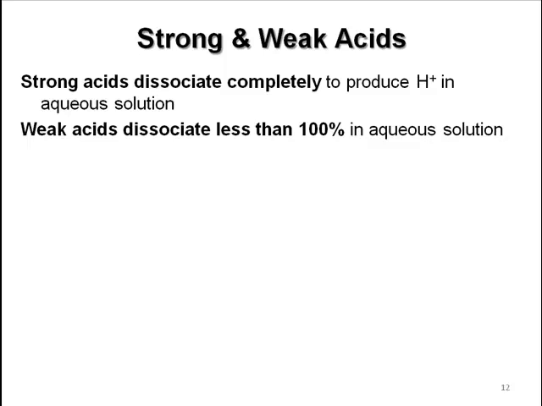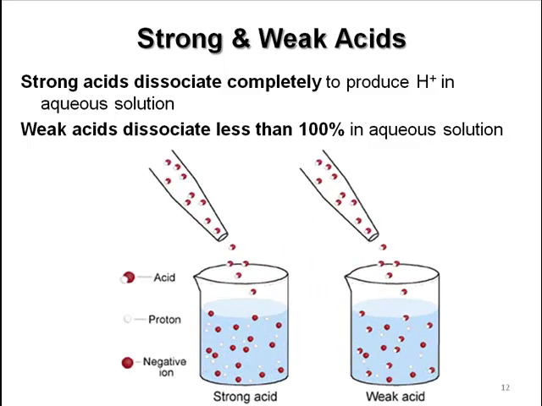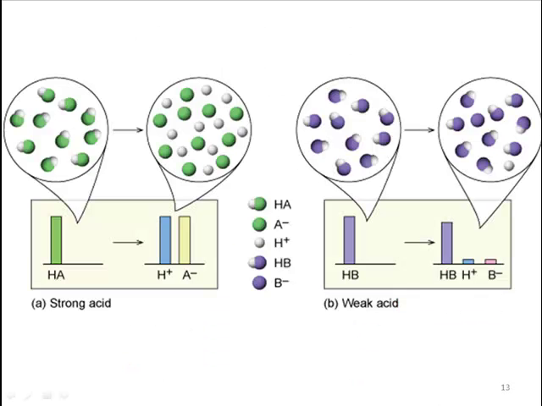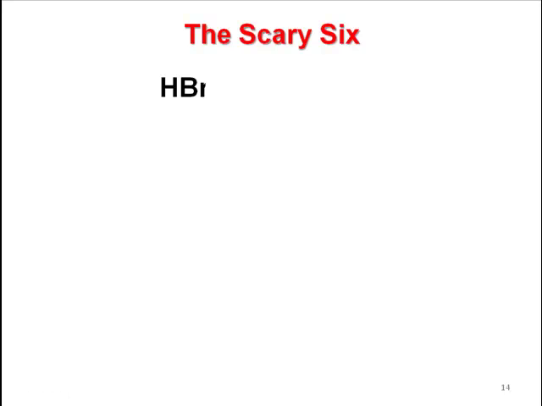No. All right, strong acids. They dissociate completely. Weak acids dissociate less than 100%. Strong and weak. Strong, 100%, weak, everything else. Dissociation is the key to strong and weak for acids. A strong acid, 100% dissociates into H and A. Weak acid, HB. Some gets H, some gets B, the rest is still stuck together. It's all about dissociation. Strong, 100% dissociation. Weak, not so much. The scary 6.